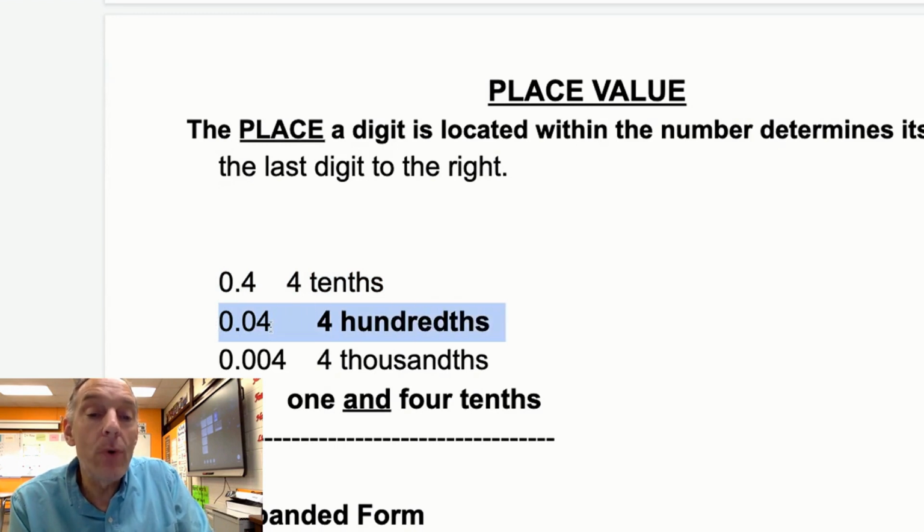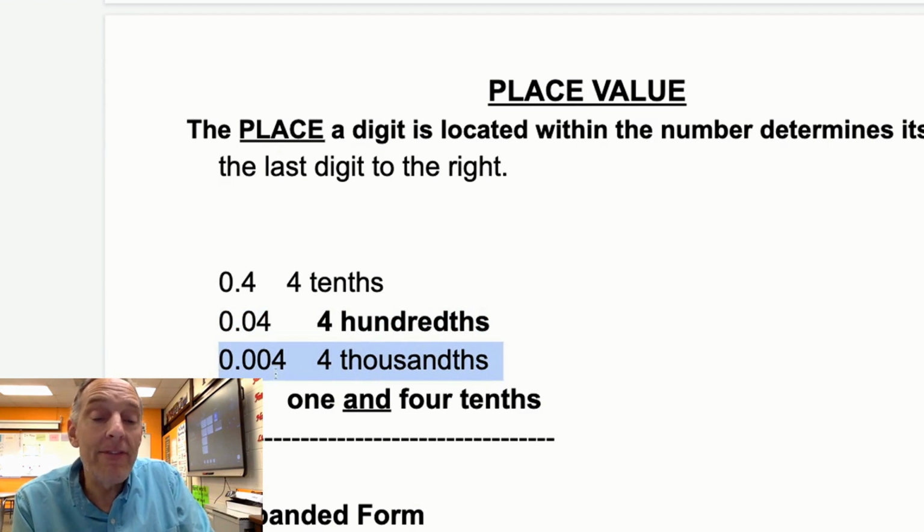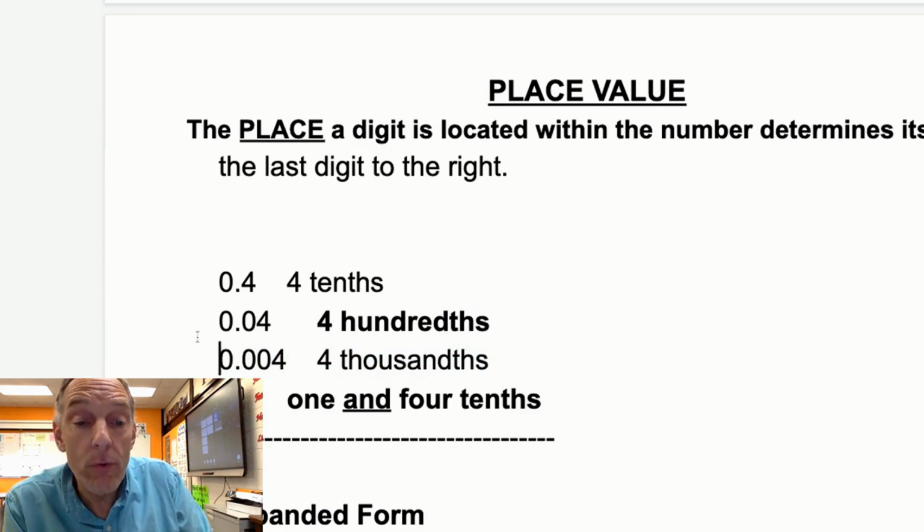0.04, that 4 is in the hundredths place, so we call it 4/100ths. And then 0.004, we'll call 4/1000ths because that 4 is in the thousandths place. As you can see, 0.004 is much smaller than 0.4.